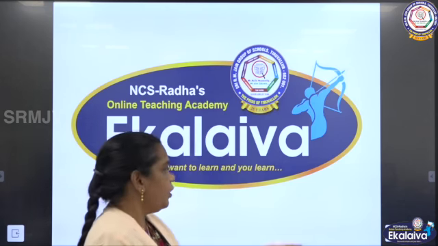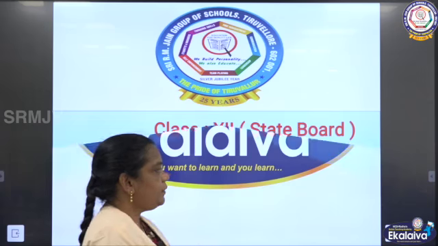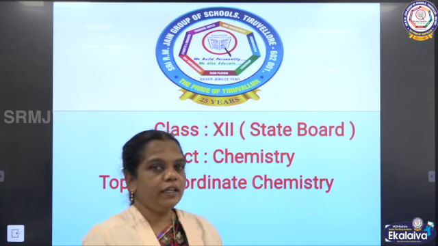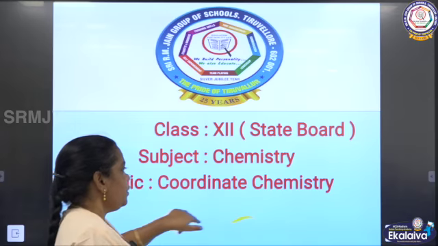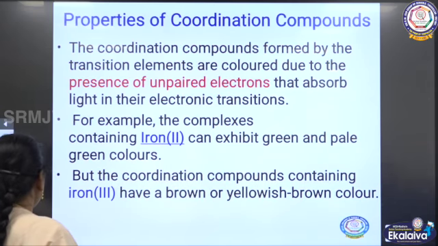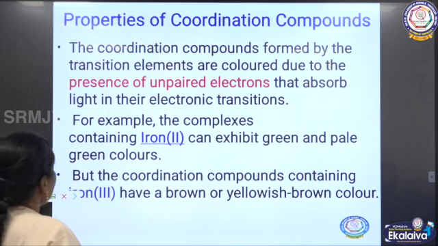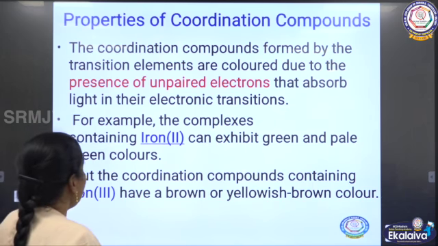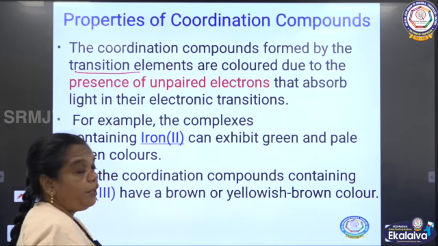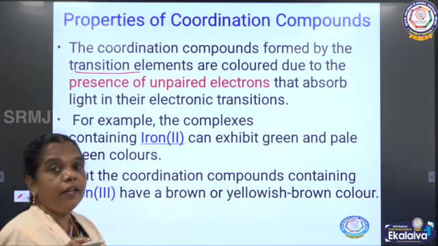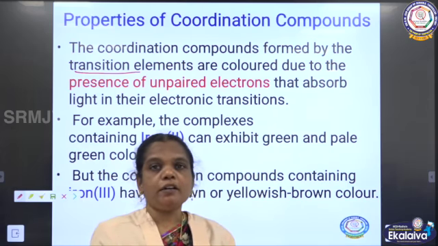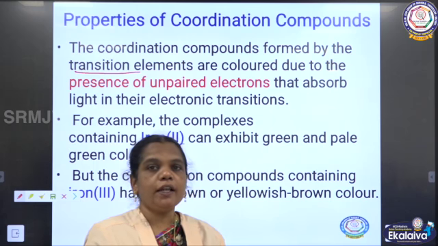Today's class we are going to learn about the properties and the types of coordination complex in coordination chemistry. First, we are going to learn about the properties of coordination compounds. The coordination compounds are formed by the transition elements, due to the presence of unpaired electrons. Already you know that the presence of unpaired electrons plays an important role in an element.